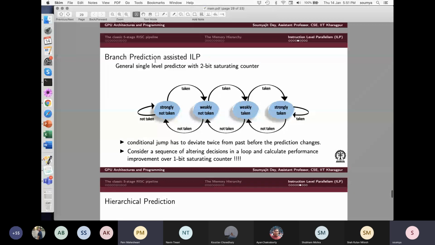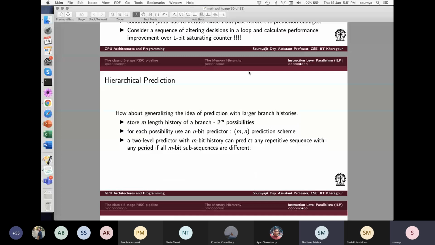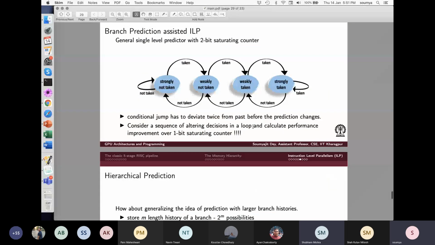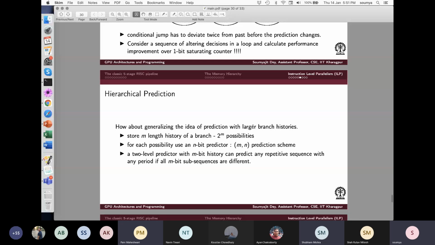So does anybody have any issue with the branch prediction? Sir, can you briefly explain the hierarchical prediction? I could not understand that part. Okay. You understood a simple branch predictor, weakly taken, strongly not taken, that part? Yes, sir.